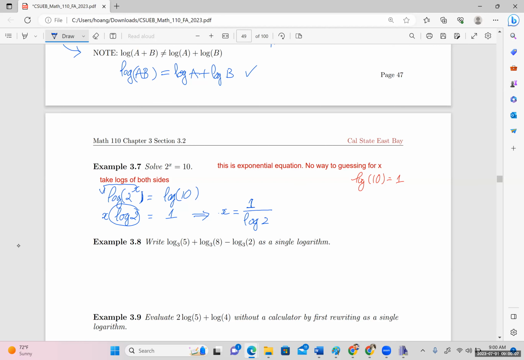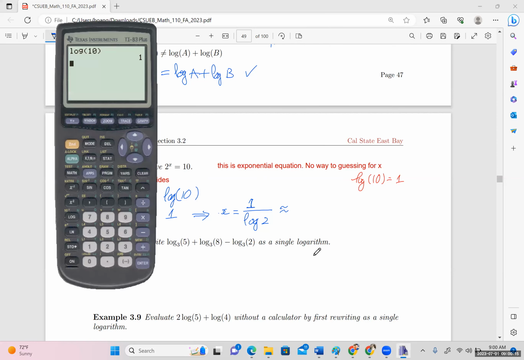Then you want to have some number. In this case, you must use the calculator. So 1 divided by log of 2 is 3.3 something. All right, so I'm going to write 3.32.